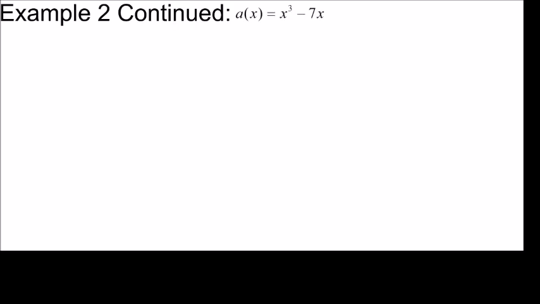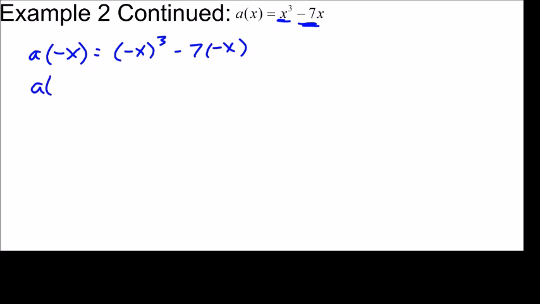And if we want to do an algebraic approach, if we substitute in a negative x, then we plug in a negative x right here and right here as well, replacing each x from the original equation with a negative x. Now, when we cube a negative number, it stays negative. And this negative 7 times negative x becomes plus 7x.